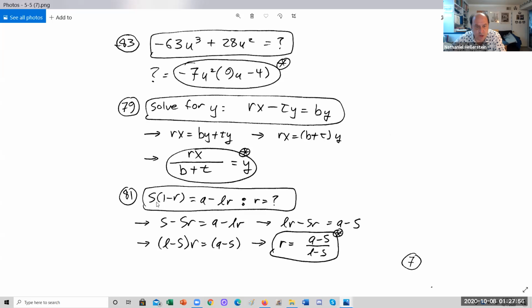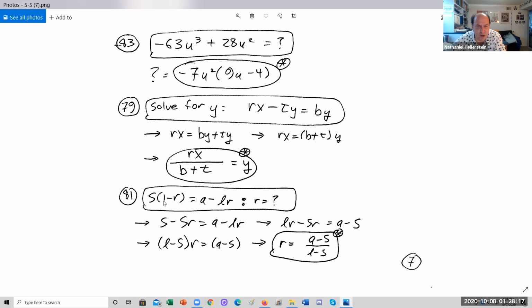Here we have the equation s times 1 minus r equals a minus lr. All right, then, what is r? This colon is just punctuation. I've seen people get confused. Is that a times, a divide? No, it's just punctuation. Here's one sentence. Here's another sentence. All right, so we want to solve for r.